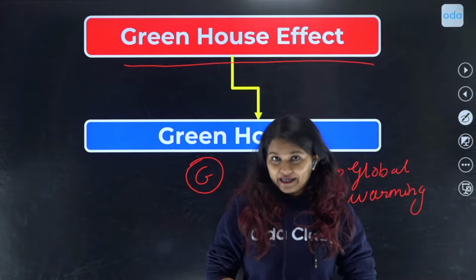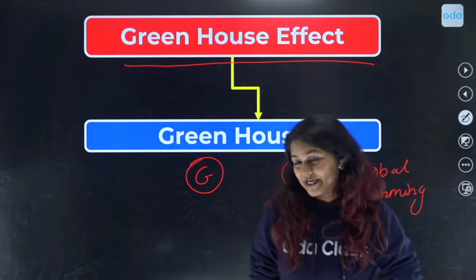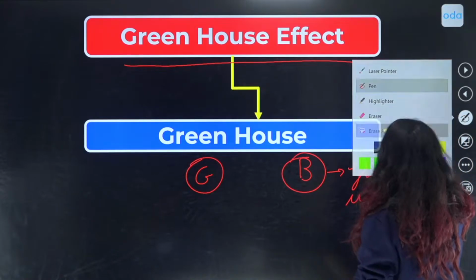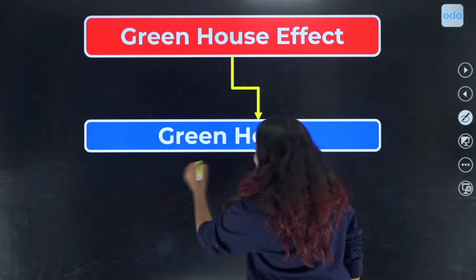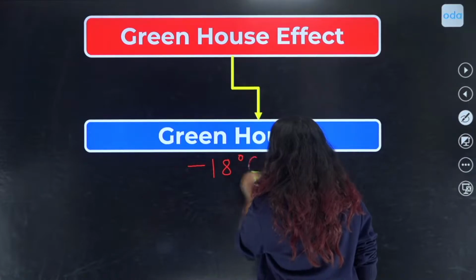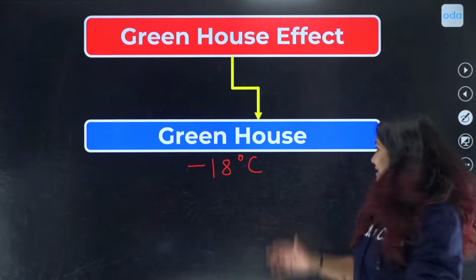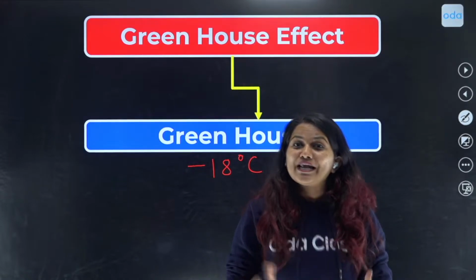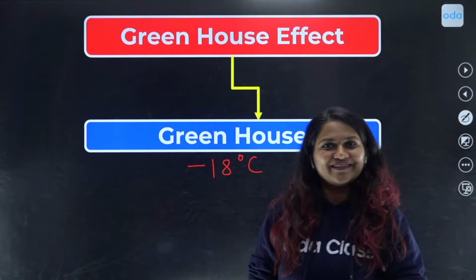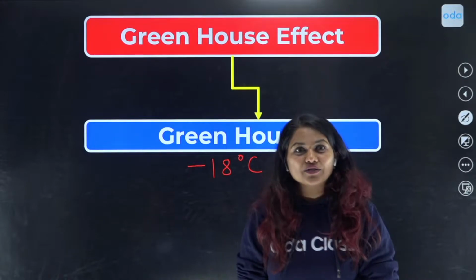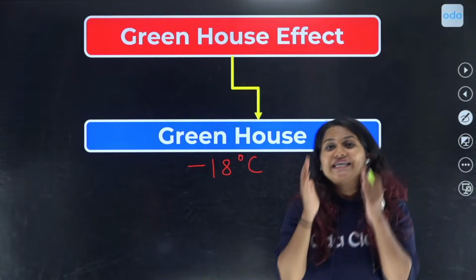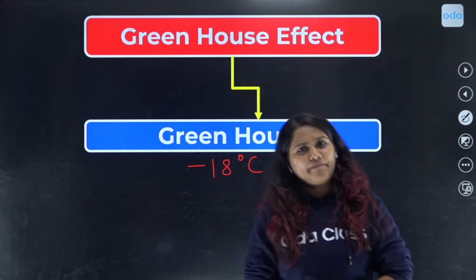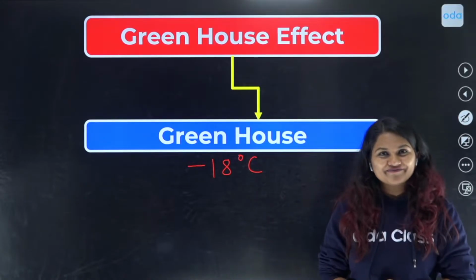Students, if there is no greenhouse effect, the temperature of our earth will be minus 18 degrees Celsius. How much? Minus 18 degrees Celsius. And in this constant lower temperature, the existence of living things is impossible. That is why the greenhouse effect is important, because it maintains a certain temperature on earth.